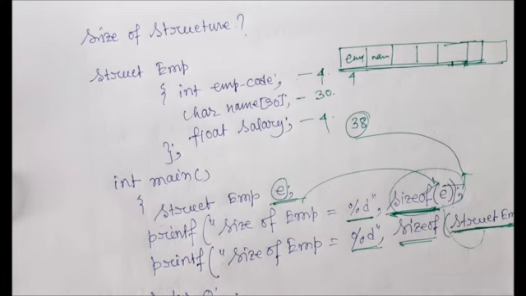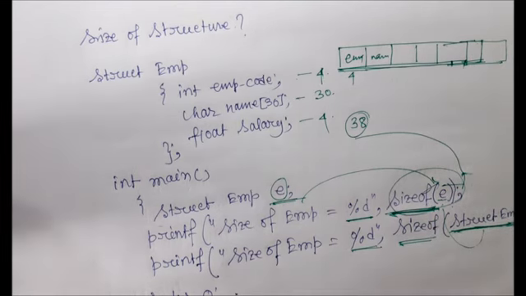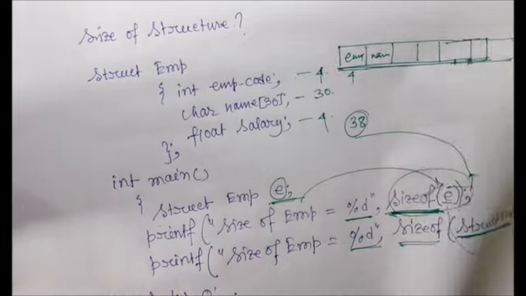So right now we have to consider only this: if I want to get the size of a structure, we have to use the sizeof function, and within this function we have to pass a parameter. The parameter may be the name of the structure variable or the name of the structure, followed by the struct keyword.